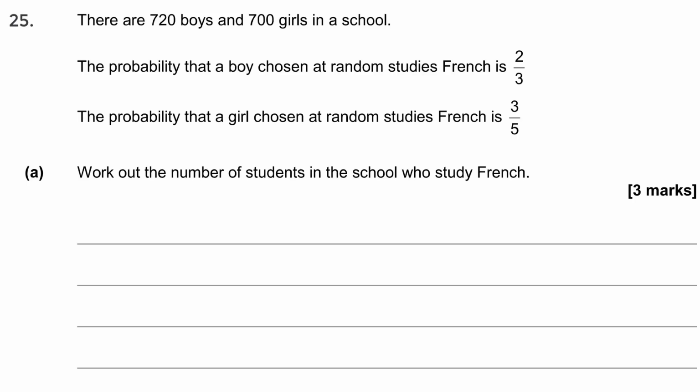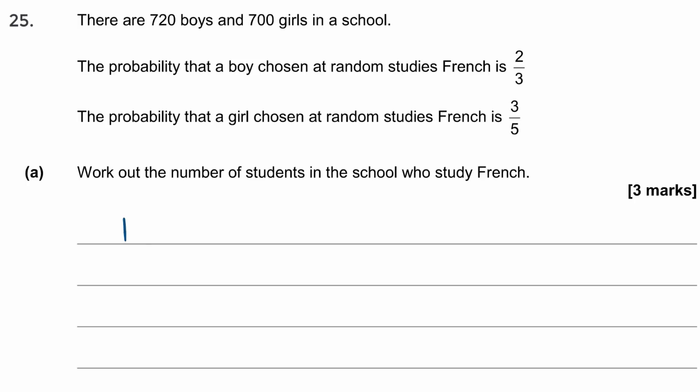Question 9. There are 720 boys and 700 girls in a school. The probability that a boy chosen at random studies French is 2/3. The probability that a girl chosen at random studies French is 3/5. Work out the number of students in the school who study French.